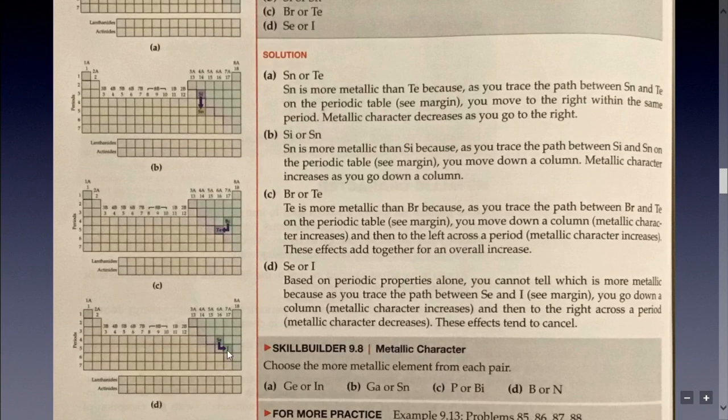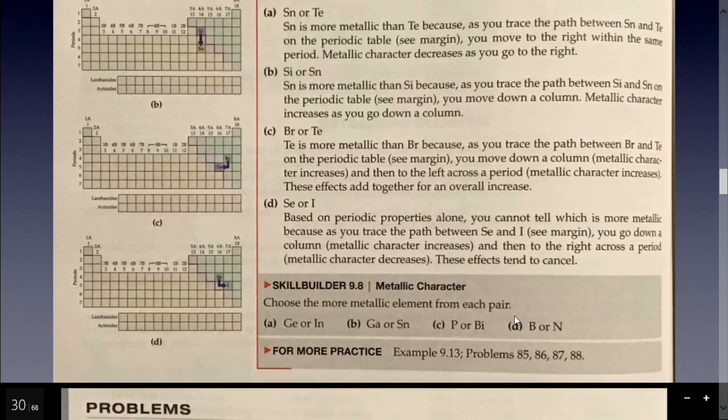Selenium or iodine? Well, this one's tricky. These are the tricky examples because as we go down, we become more metallic. But as we go over to the right, we become less metallic because we start heading into the nonmetals. And so really those trends just tend to cancel each other out. So that's how you would answer that question.